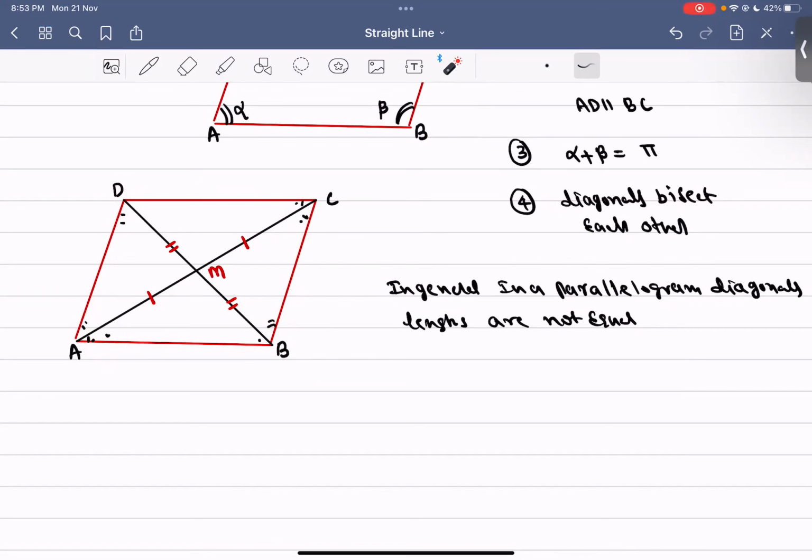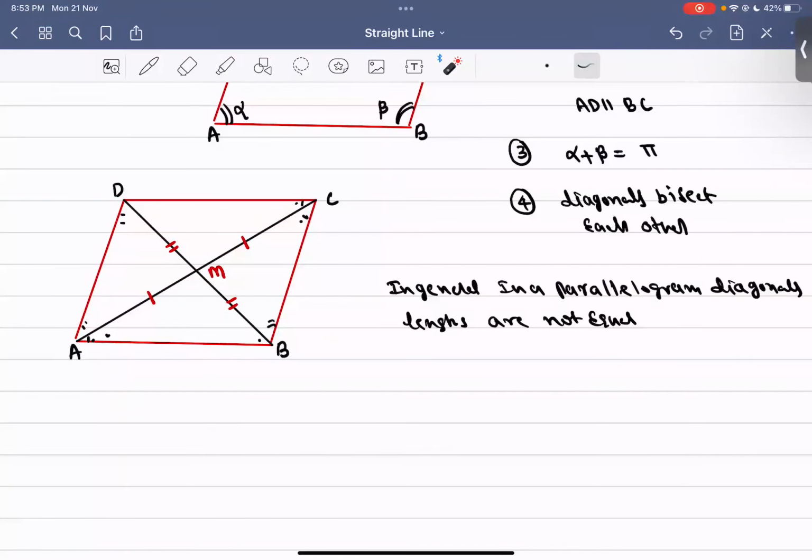Or you can prove it like this also: AB is parallel to CD and AD is parallel to BC. Or you can show diagonals bisect each other. If you show diagonals bisect each other, then it will be a parallelogram. These are the methods to prove the given quadrilateral is a parallelogram. If you need, I will write.